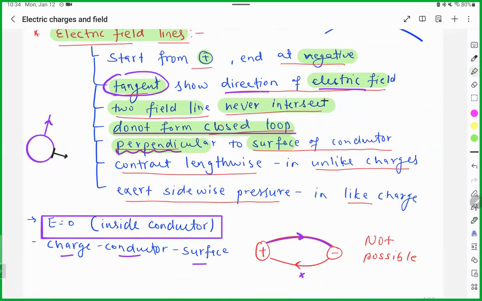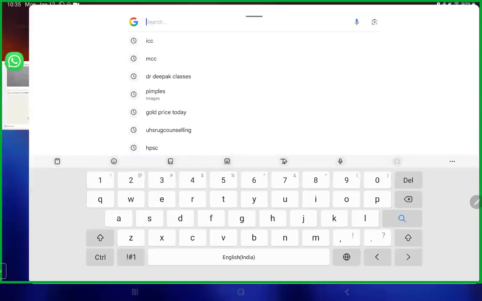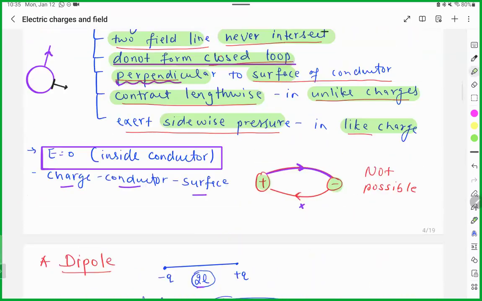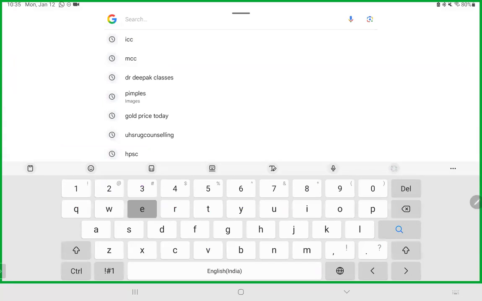Then if you have unlike charges, meaning one positive and another negative, they will contract lengthwise. And in case of like charges, they will exert sidewise pressure. I will show you this diagram. Maybe I have drawn it. Let me check. No. So I will show the diagram. This diagram is important to understand, not to write.